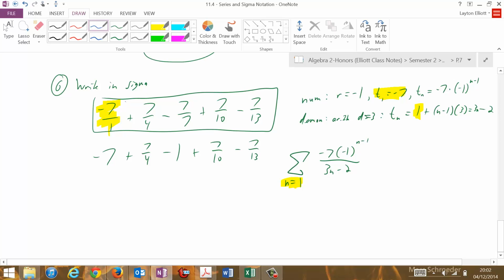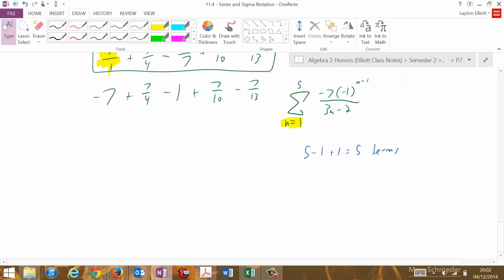Then how many terms do we have? Well, if I count them, there are 5 terms. So I'm going to want to put 5 as my upper limit. That way, if I do the difference plus 1, I have 5 terms. And I can even check by plugging in 5.